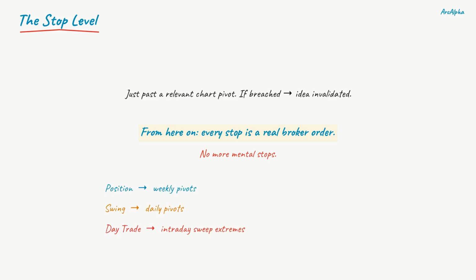The pivot the platform reads varies by cadence. Weekly pivots for position alerts, daily pivots for swing alerts, intraday sweep extremes for day trade alerts. Same idea, let the chart decide where the line goes, applied at the time frame of the cadence.